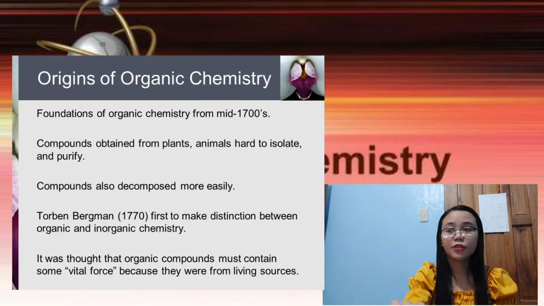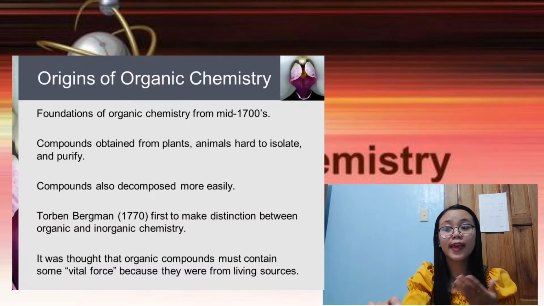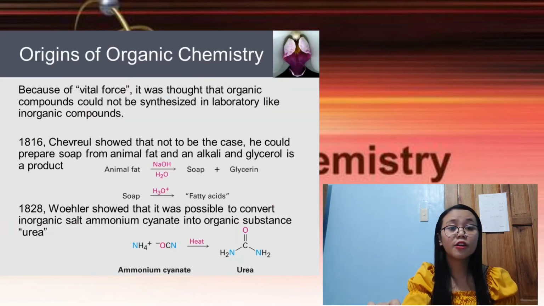Origins of organic chemistry. Compounds obtained from plants and animals were hard to isolate and purify. Compounds also decompose more easily. Torbern Bergman, 1771, made the distinction between organic and inorganic chemistry. It was thought that organic compounds must contain some vital force because they were from living sources. Because of this vital force, it was thought that organic compounds could not be synthesized in a laboratory like inorganic compounds.